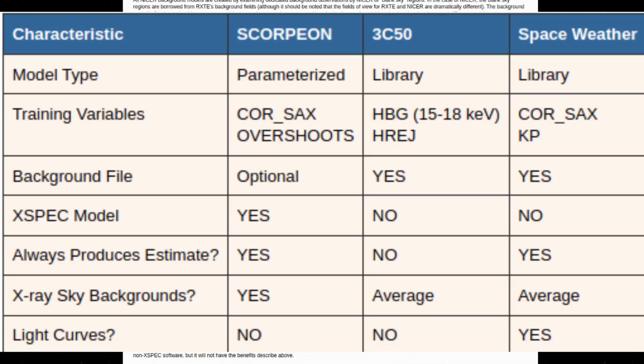So I highly encourage you to check out this table whenever you're working with these to figure out what's going on. I haven't worked too much with Scorpion, and that's because I'm having a few personal issues with it, and I am working to figure out what's going on. But I do really like the 3C50 model for the spectrum related stuff. And then space weather is also great as well.